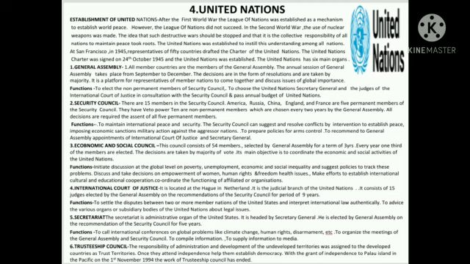Second main organ of United Nations is Security Council. There are 15 members in this council. Out of these 15, 5 are permanent while 10 are non-permanent. Then America, Russia, England, France and China are permanent members of the Security Council, and they have the veto powers. Means for any decision to be taken, the assent of all 5 permanent members and 4 non-permanent members is essential.